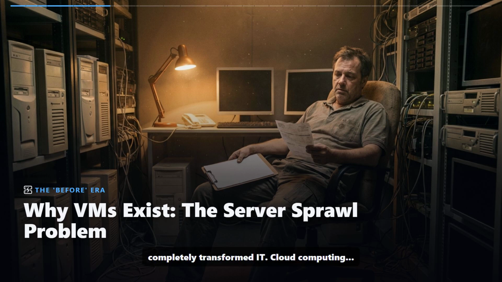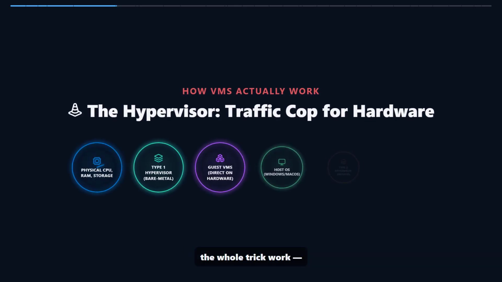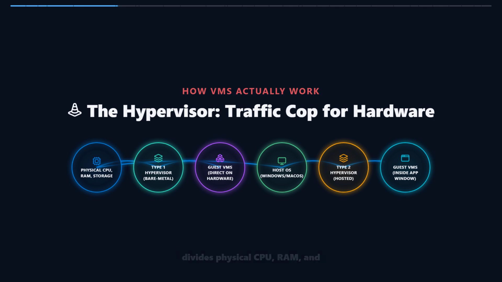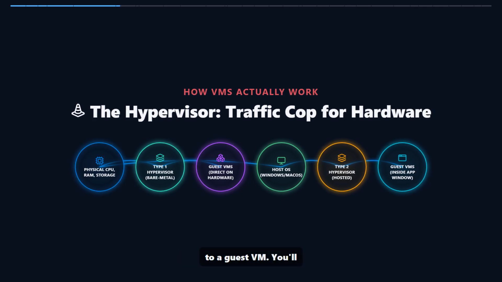Cloud computing, disaster recovery, live migration, and even modern platforms like Kubernetes all build on the same foundation, turning hardware into software. The hypervisor is what makes the whole trick work. It's the software layer that divides physical CPU, RAM, and storage and hands each chunk to a guest VM.